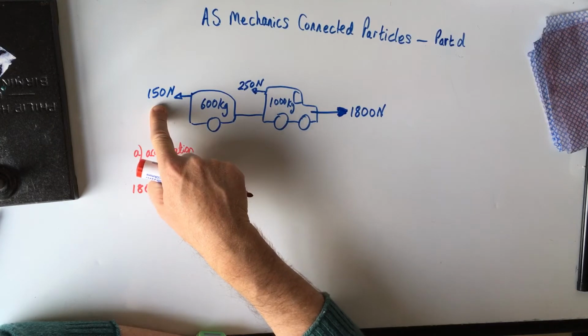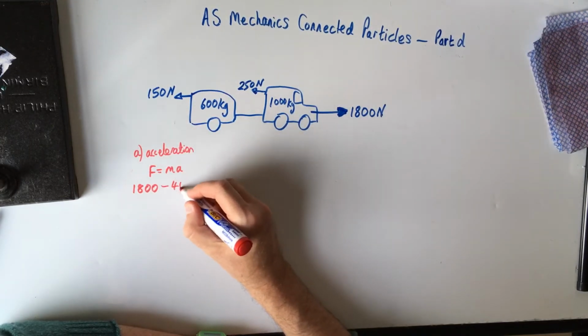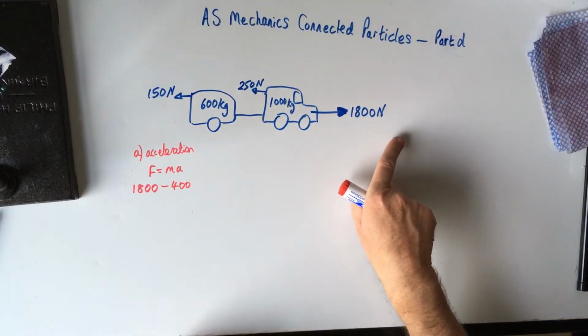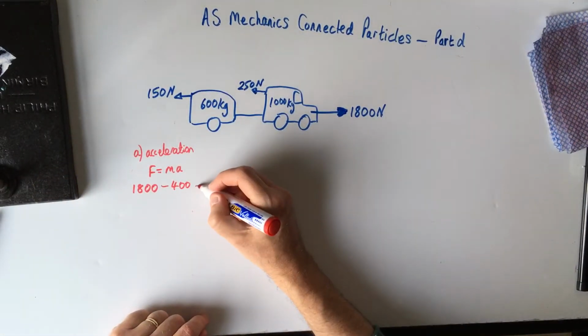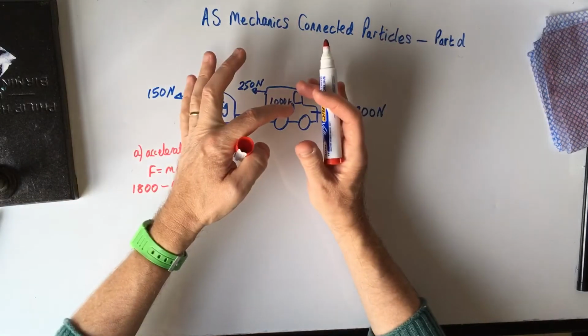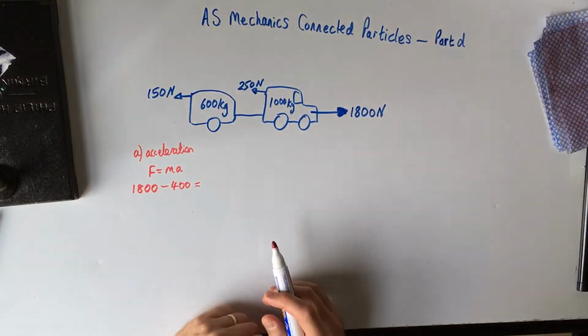It's got a 250 and 150, so that makes 400 newtons. So the net force pulling the whole thing is 1800 minus the ones that are holding it back. That's our force, our net force. And remember what we're doing, we're considering it as a whole unit. We're going to separate it in a minute, but where we can, we consider it as a whole unit.